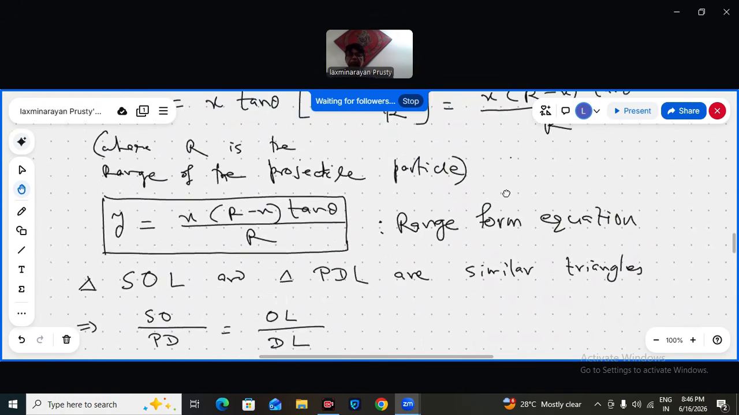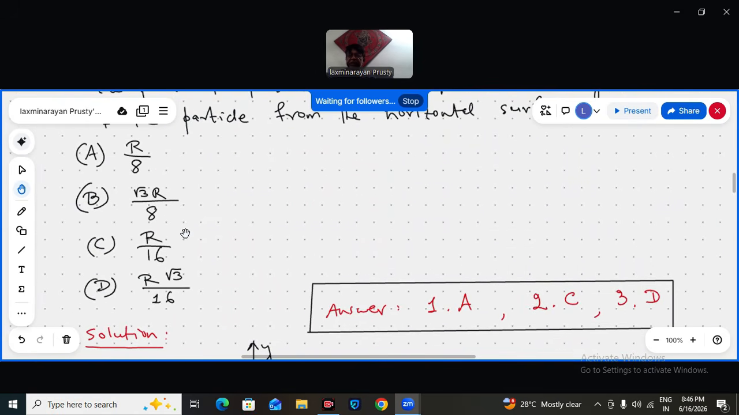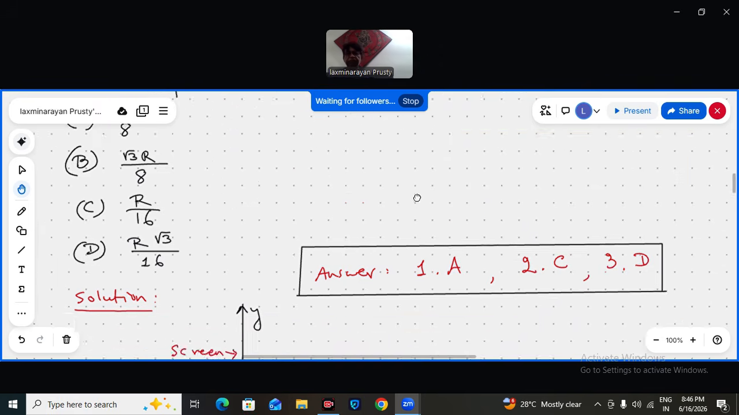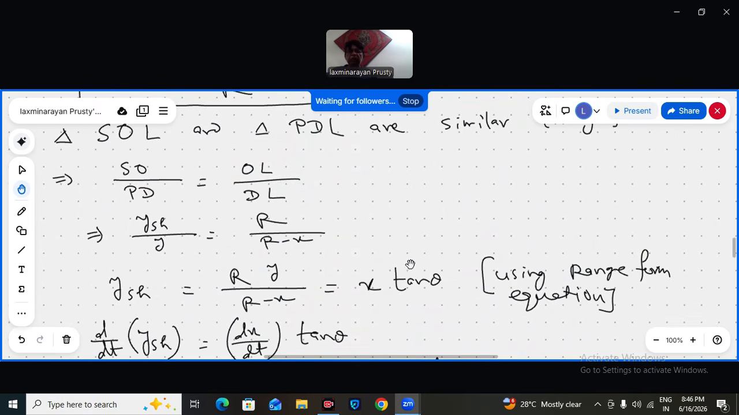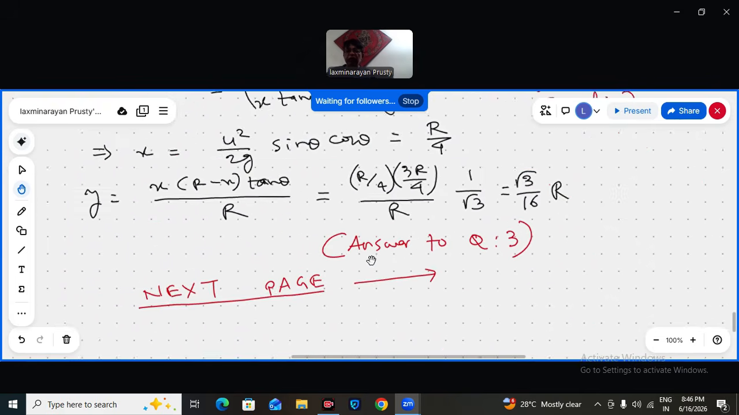Okay. So what is option 3? R √3/16. So option D. So question 1 A, question 2 C, question 3 D. So the paragraph question is over. Let's go to the next page.